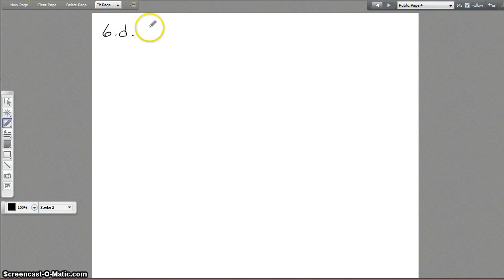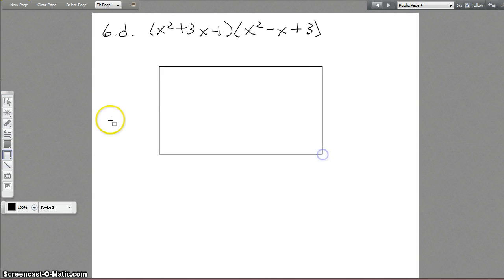Okay, so now let's look at 6D. And 6D is x squared plus 3x minus 1 times x squared minus x plus 3. Okay, so we're going to work this one out. This time I've got to make a bigger grid. So we're going to have 3 terms going across the top, and we're going to have 3 terms going across the sides.